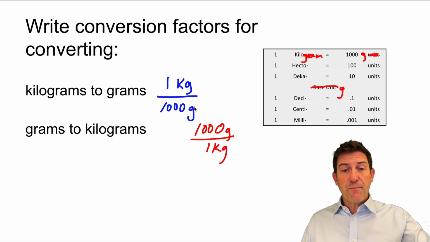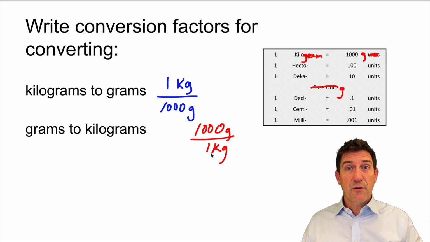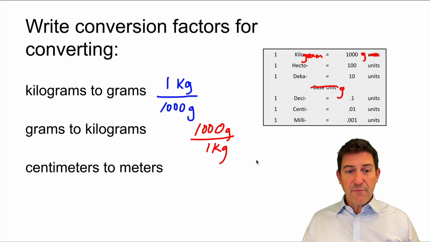Notice we're able to flip-flop these. Over here we have grams on the bottom. Over here we have kilograms on the bottom. And these are equivalent because they're measurements. There's a relationship between them. So we can flip-flop them.